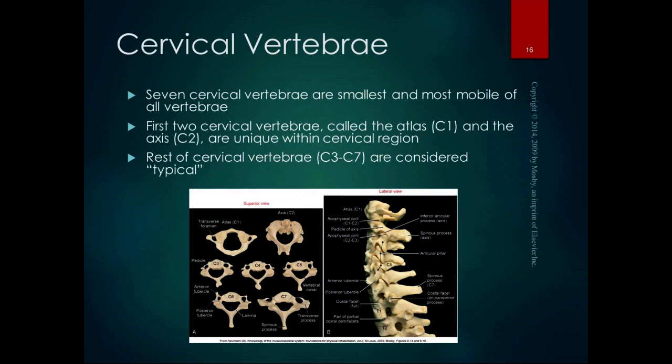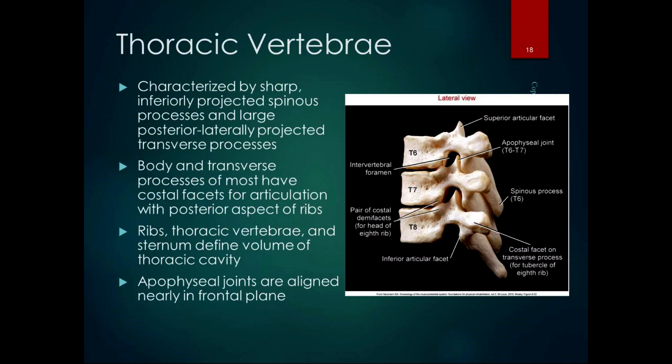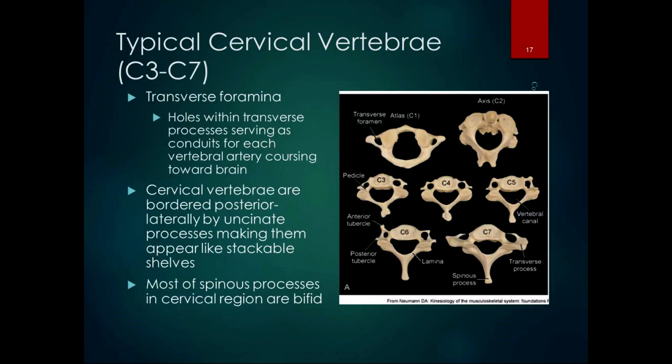So we have this C7 vertebrae. Most of the spinous processes in the cervical region are bifid, meaning they split into 2 parts. So when I label that in the bony landmark part of the quiz, I don't want you to just say spinous process. I want you to say it's the bifid spinous process of a cervical vertebra.